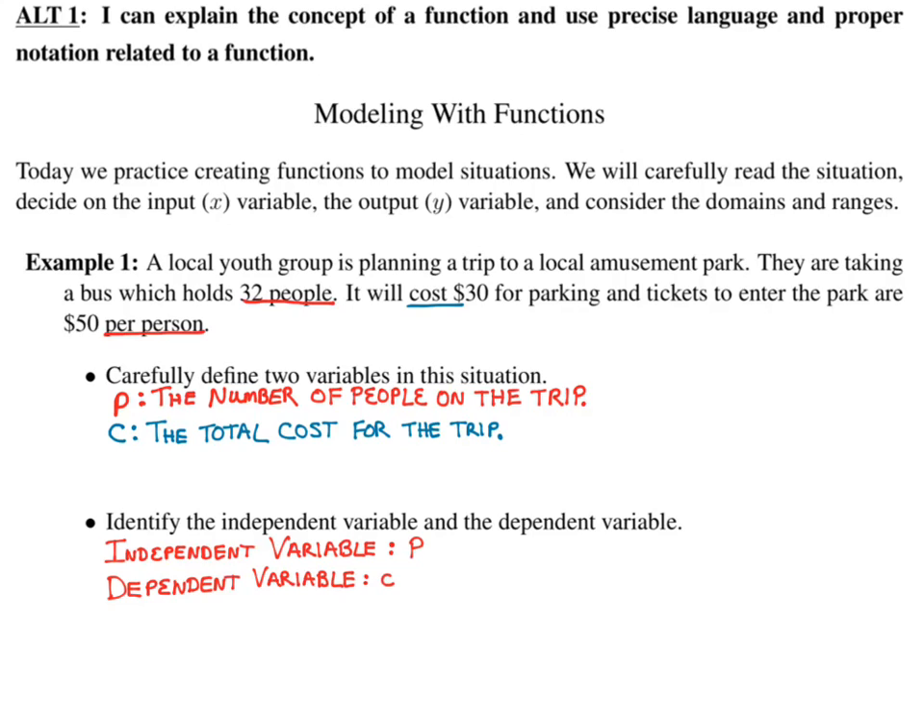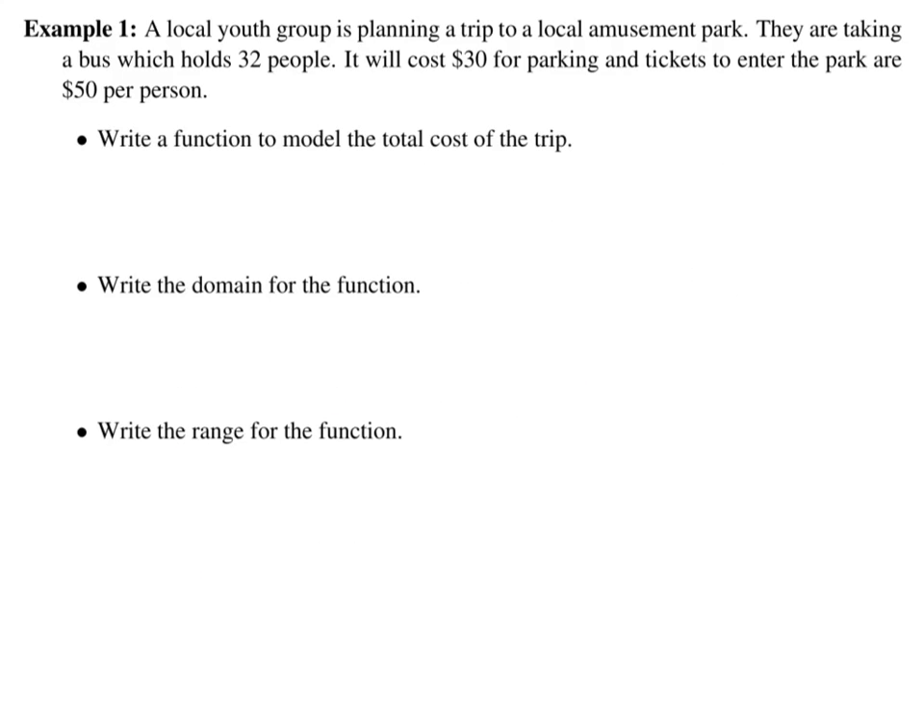That's what that means. Now here, I went ahead and left the wording of the example on top and then the rest of the bullet points there on your notes. Write a function to model the total cost of the trip. Well, let's see here. The cost, which is based on the number of people, is 30 plus 50 times P. So C of P equals 30 plus 50P.